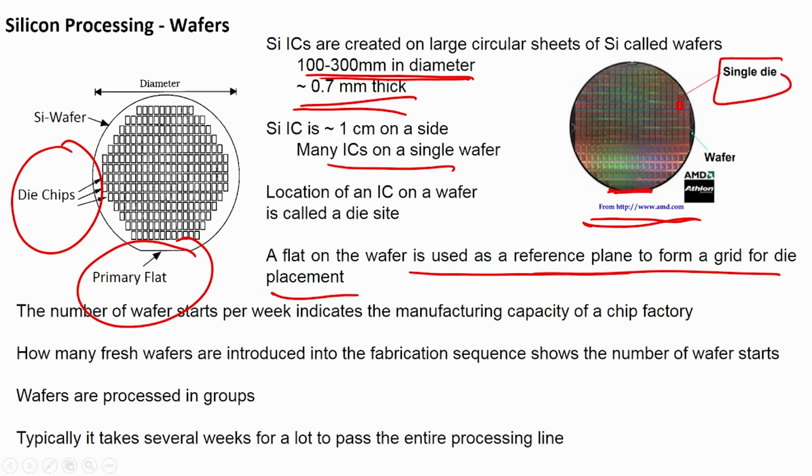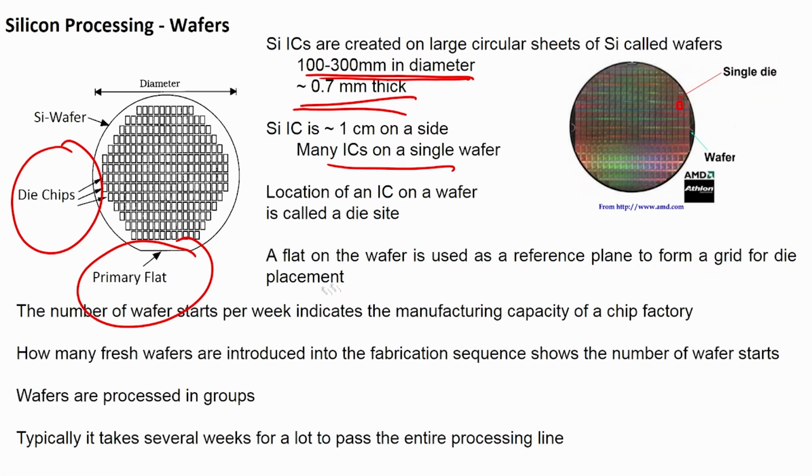This flat, the primary flat, is used as a reference plane to form the grid for die placement. These are grids. There are so many dies, and this is a single die, on which, if you magnify this die, you will see the whole device, or many devices in one.